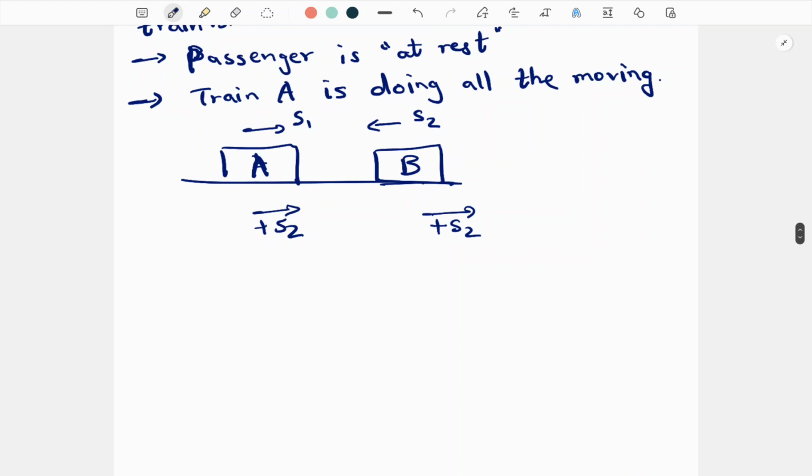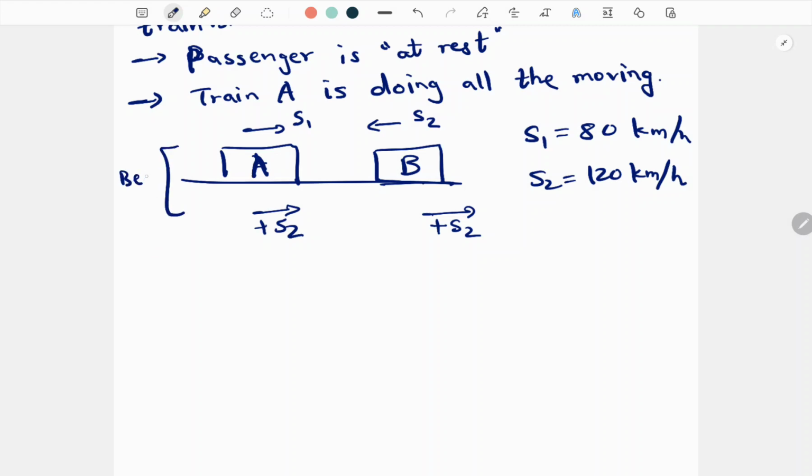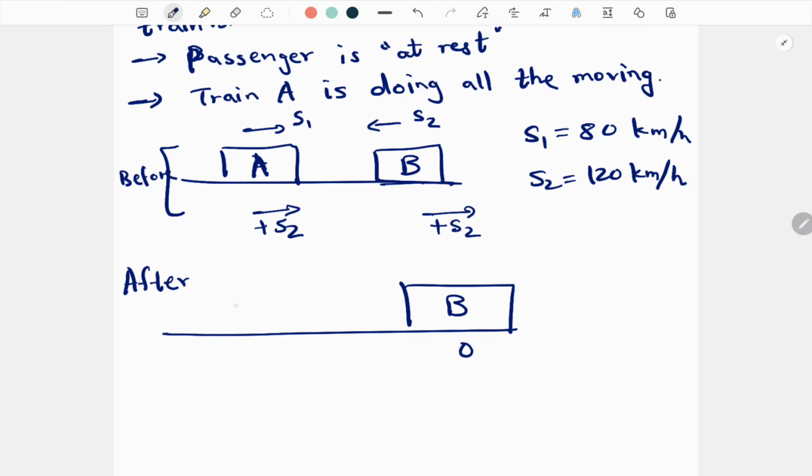So after these transformations, I know that S1 is 80 kilometers per hour. S2 is 120 kilometers per hour. So this is before transformation. After my transformation, train B is at rest. Its speed is 0. Imagine it's a platform, it's a train platform. It's not moving. And train A is moving at 80 plus 120. So S1 plus S2 is equal to 200 kilometers.